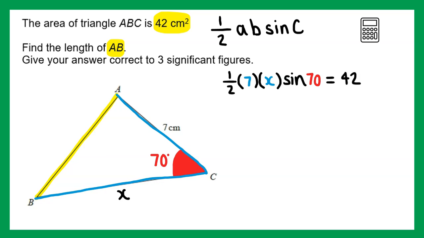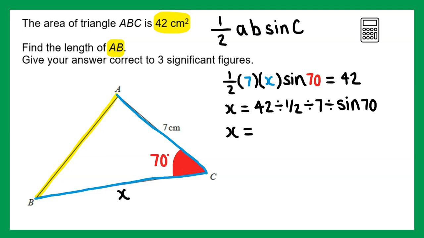Now I have an equation formed. I can use the inverse to work out x. 42 dividing by a half, dividing by 7, and dividing by sine 70 gives me a length for x of 12.7701. Now I know the other two lengths, and I'm working out the length that's opposite the angle of 70, which I will label as y.